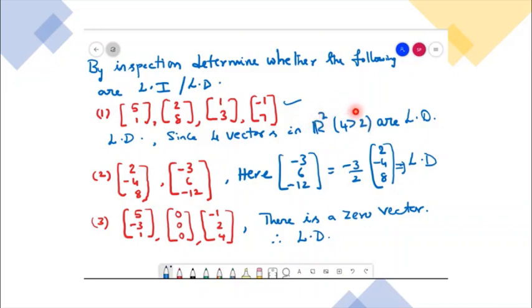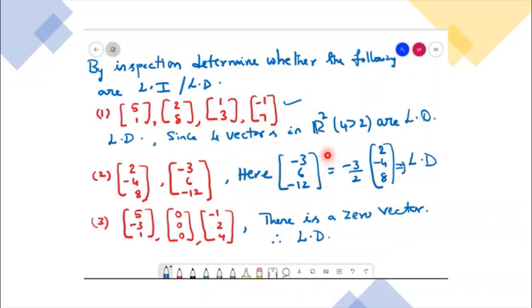In R2, more than 2 vectors are LD. So these vectors are LD, since 4 vectors in R2 are LD. Now let us take the second one: (2, -4, 8) and (-3, 6, -12). Here only 2 vectors are there, in R3, so there is a chance for LI or LD, a chance is there for both.